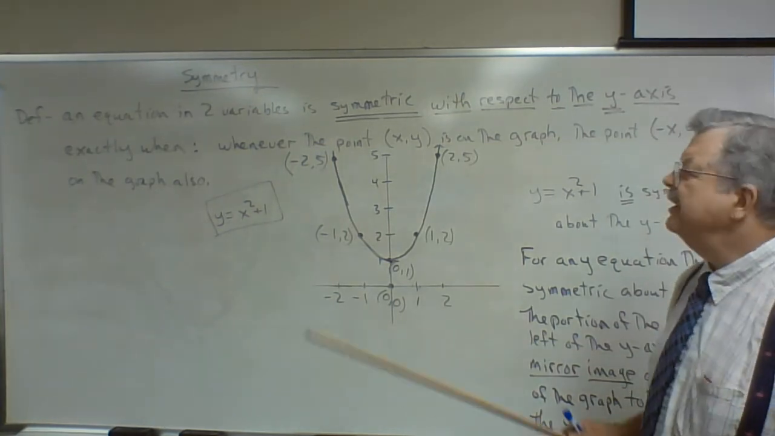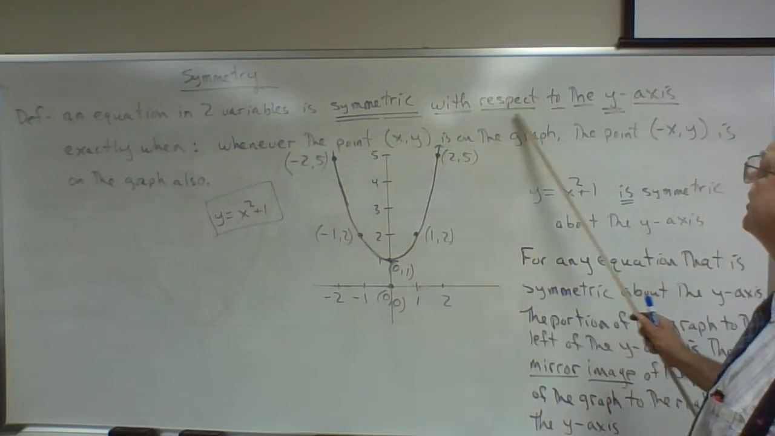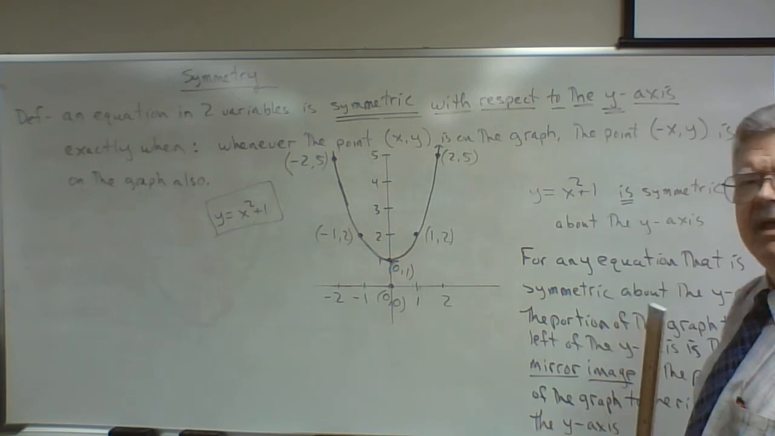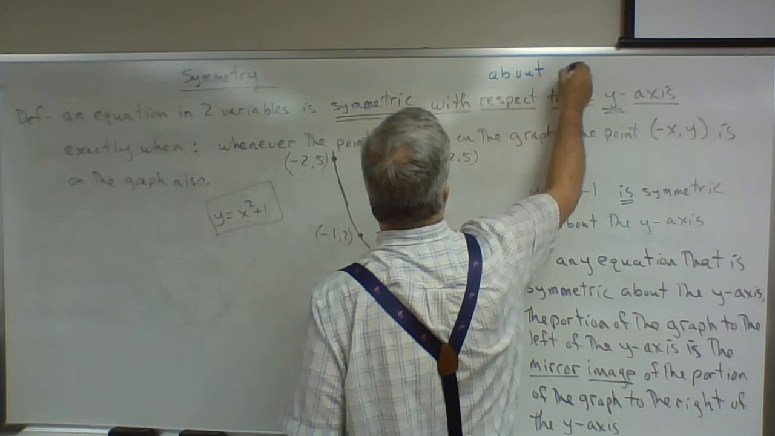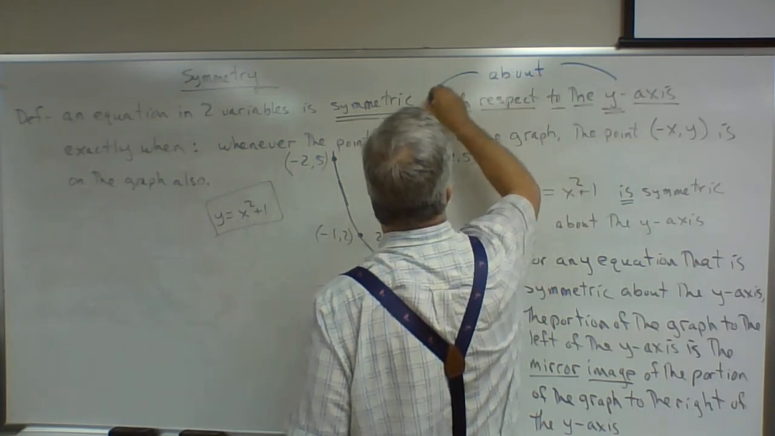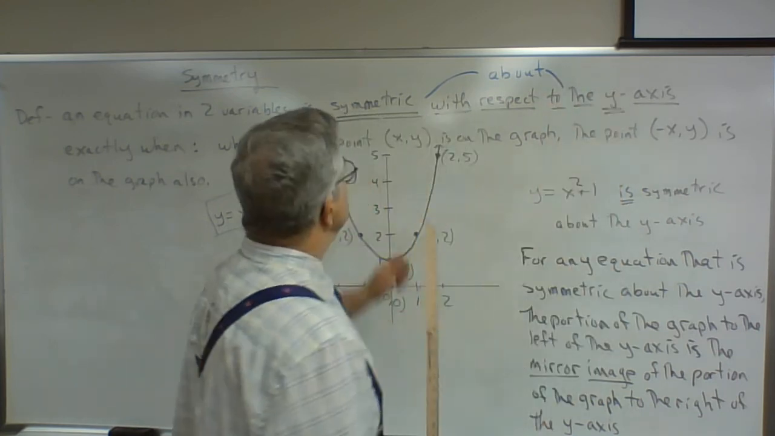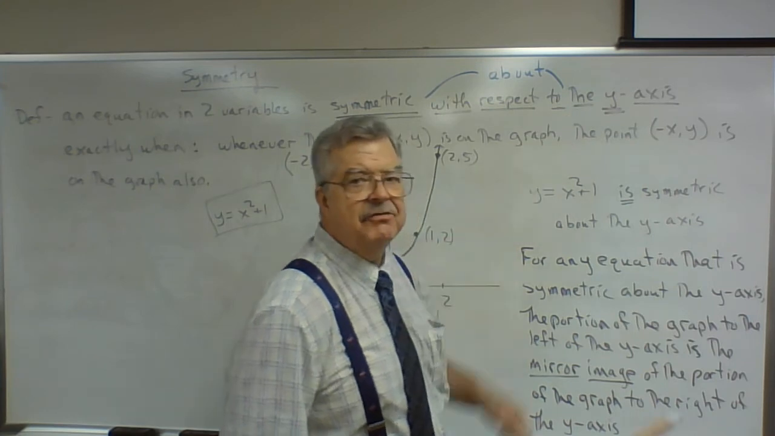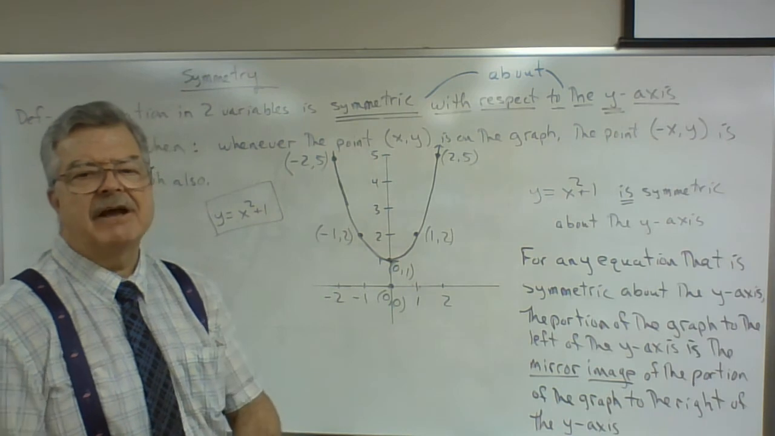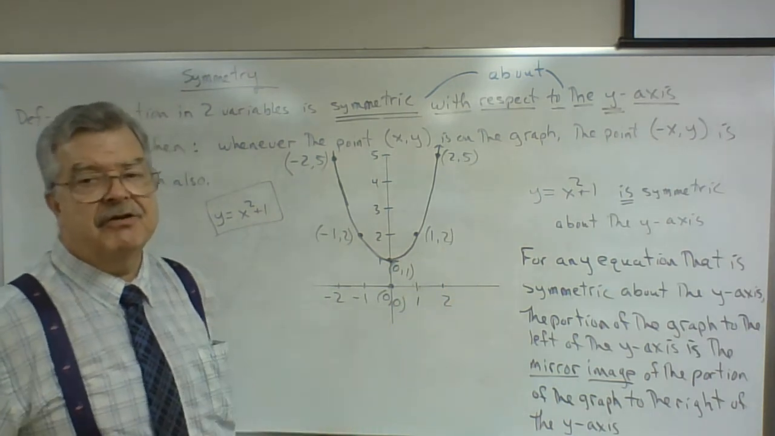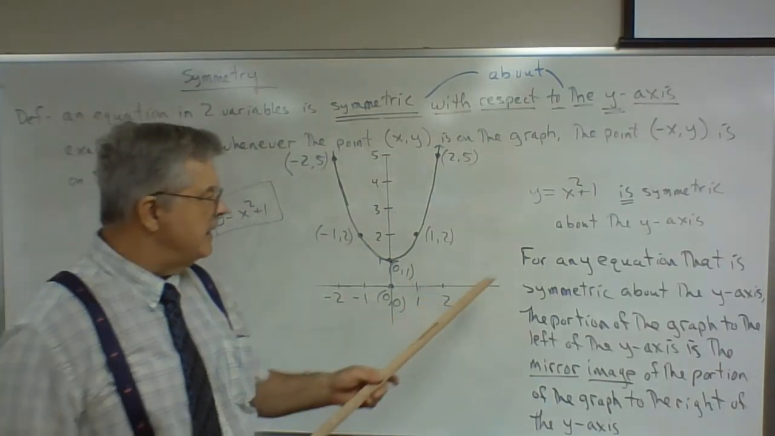A couple of things here. I defined an equation in two variables being symmetric with respect to the y-axis. Sometimes we say symmetric about the y-axis. So if an equation is symmetric with respect to the y-axis, sometimes we say it's symmetric about the y-axis. And here's an observation that I want to drive home.